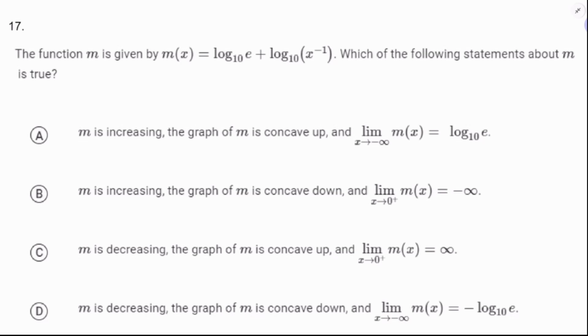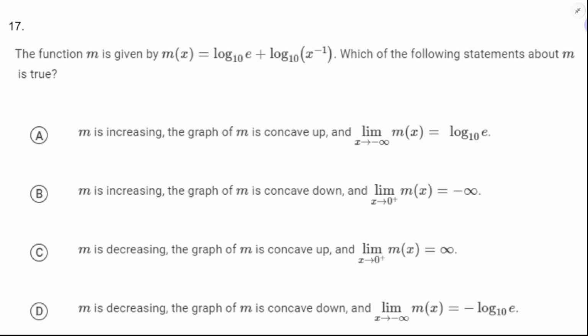Number 17. M is given by m of x as log base 10 of e plus log base 10 of x to the negative 1. Which of these statements is true? Oh, m is increasing. The graph of m is concave up, and we're talking about some limits. Goodness. Okay. Well, I'm thinking about this.